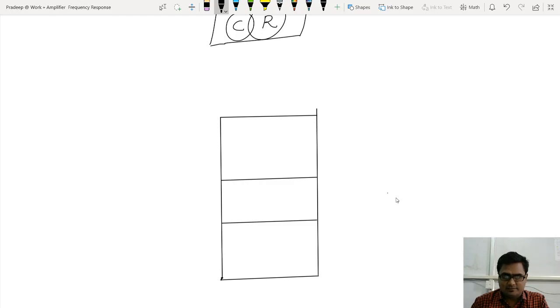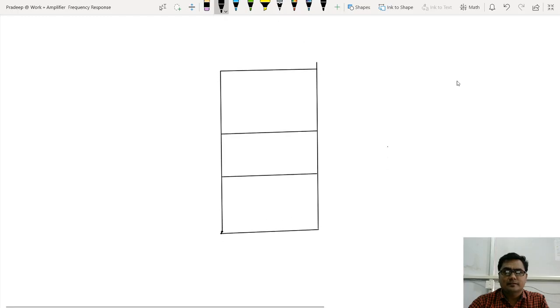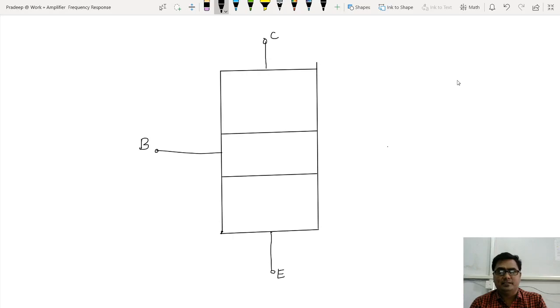Look at this, let me join them. Let me call this the collector terminal. Let me call this the base terminal. And the one terminal that I am taking from the emitter is the emitter lead or emitter terminal. Now look at this, let me draw a symbol. A transistor symbol I have drawn. Emitter, base, collector, three terminals I have shown. This is the collector, this is the emitter and this is the base.